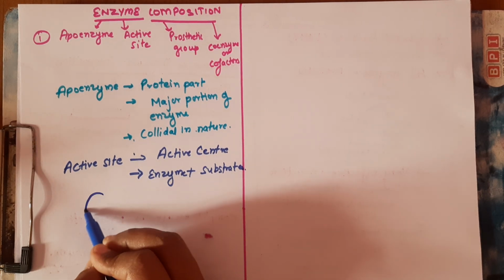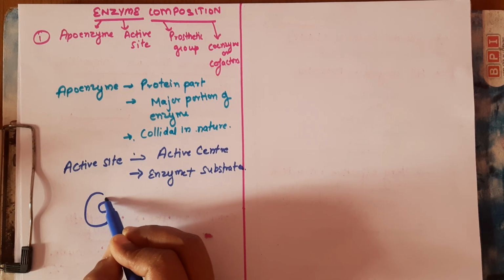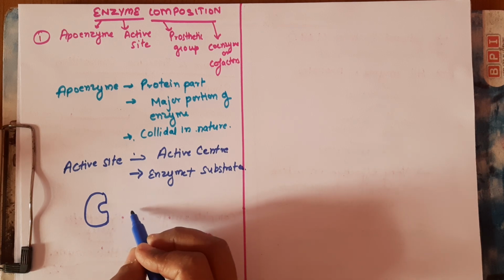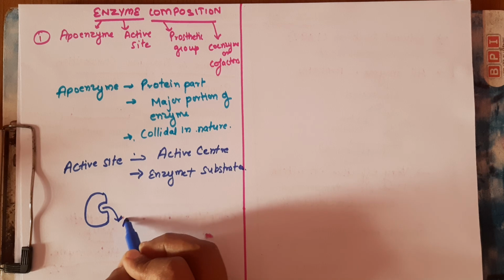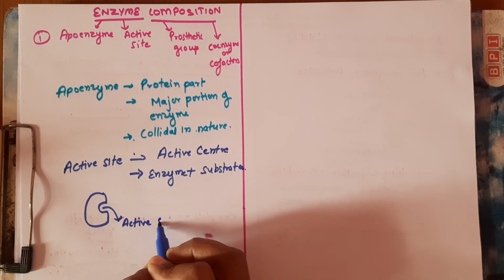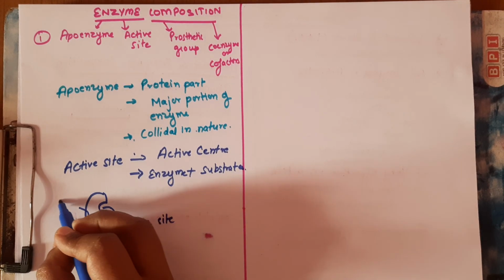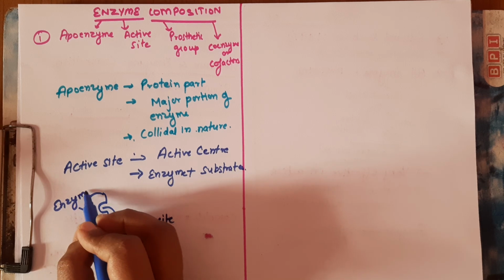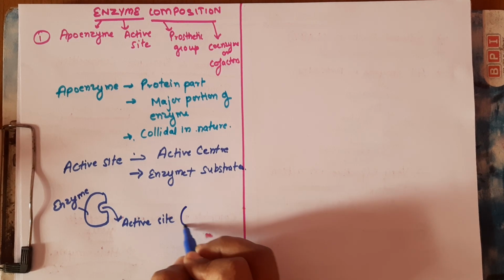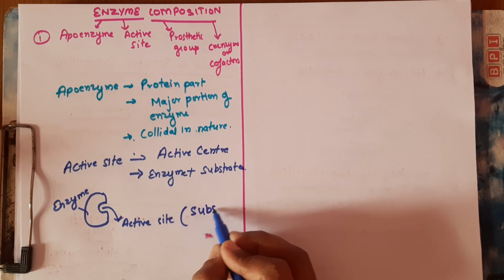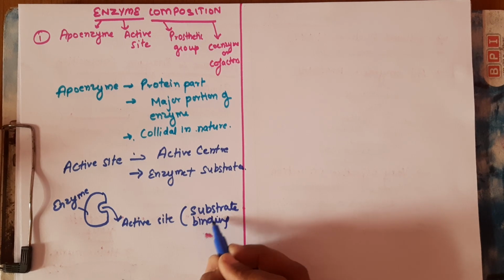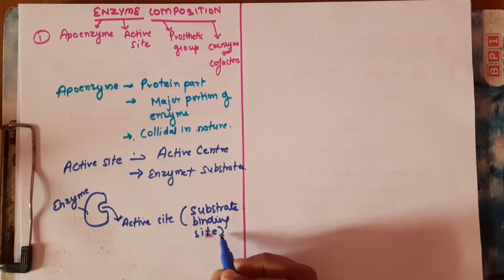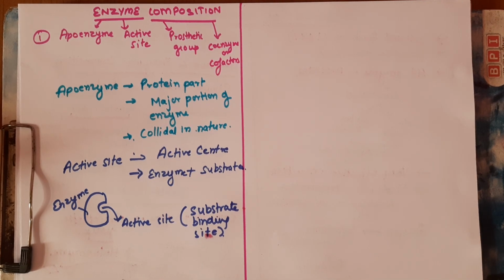So suppose this is an enzyme, it will have a particular space for binding of the substrate. This space is known as active site. It is the site on the enzyme where the substrate will come and fit. So we can also say that it is the substrate binding site.